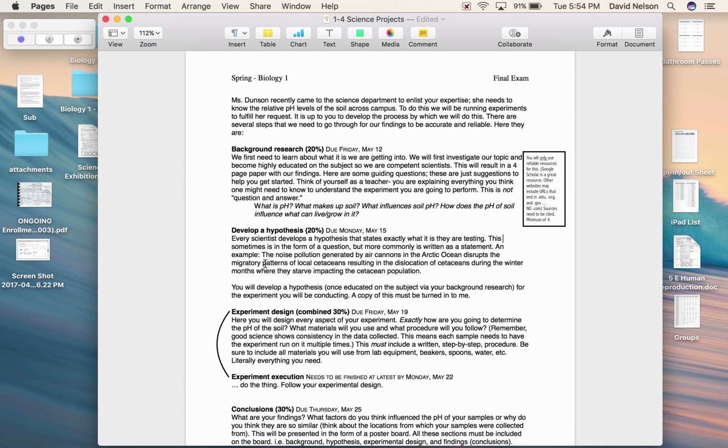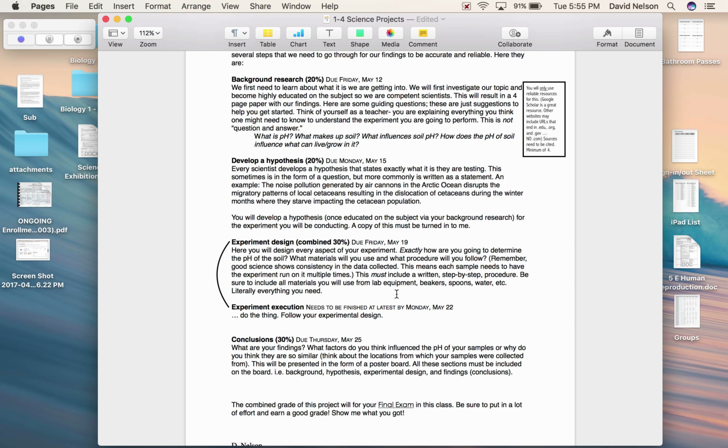So we can look here. This hypothesis shows us that whoever is doing this experiment is testing the effect of noise pollution on the population of cetaceans. That's whales in general. So you will develop a hypothesis after you've done your background research, because you can't develop a good hypothesis until you're somewhat educated on the topic. So you'll develop a hypothesis and you'll turn that into me, and it'll be due via Schoology, or done via Schoology.